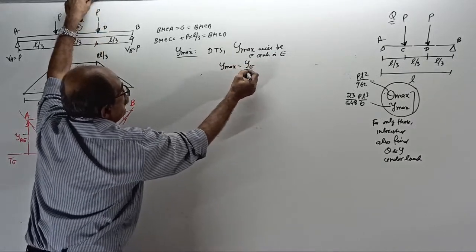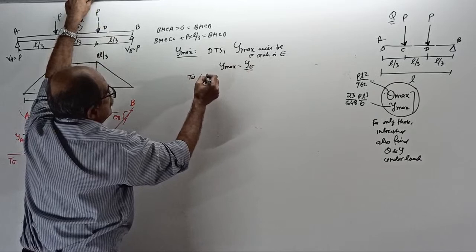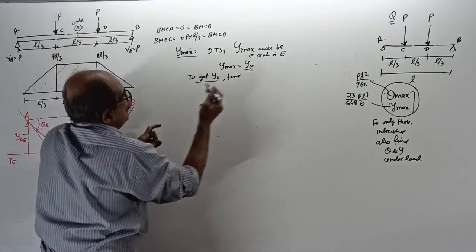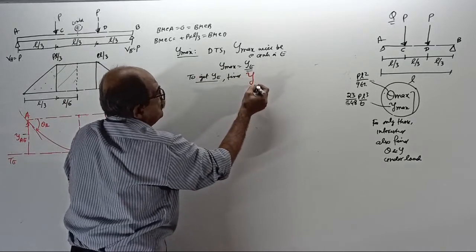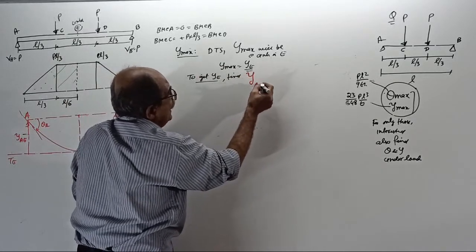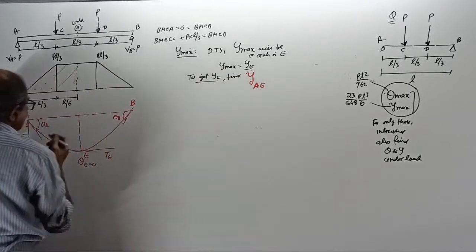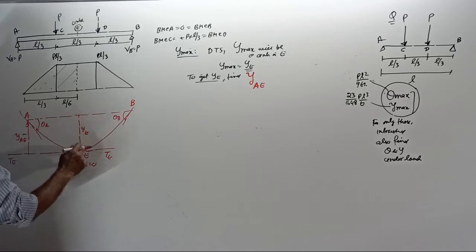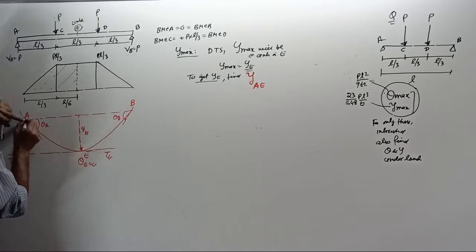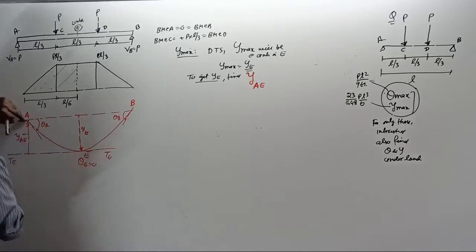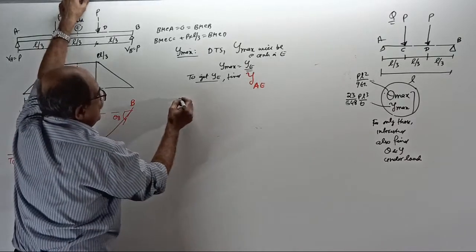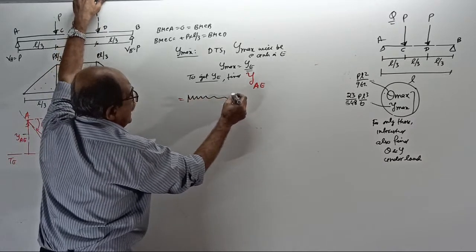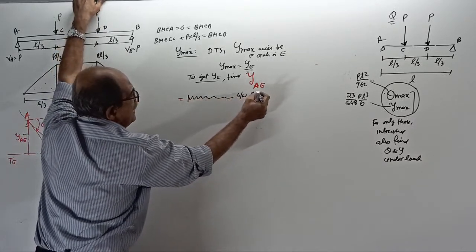So to get YE, I told you, find the displacement of the left support A with respect to E. This is your YE. If you want YE, find what? Displacement of A with respect to the tangent at E equals the moment of the area of the BM by EI diagram between A and E.